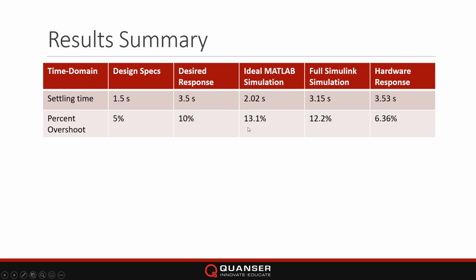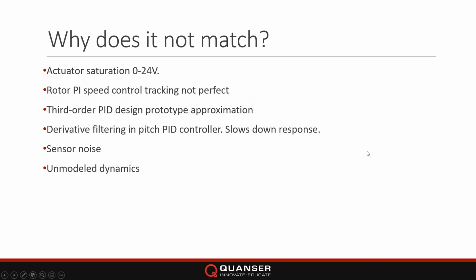So we had the ideal MATLAB simulation, settling time of 2, but that was a simplified simulation and had big overshoot. But when I simulated that in the full Simulink, I saw that there was an expected increase in settling time, but then the overshoot decreased a bit. And then we implemented it in the hardware. We had an additional settling time, right? So it added a bit more settling time and the percentage overshoot. So why is there a discrepancy here with the hardware response between the full Simulink, right?